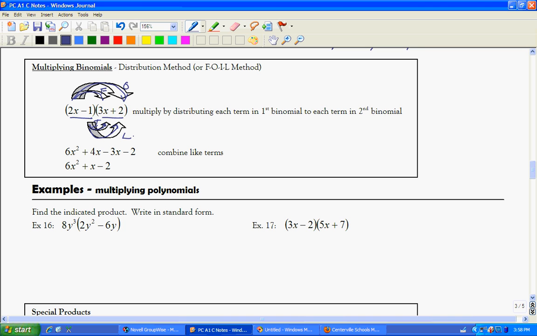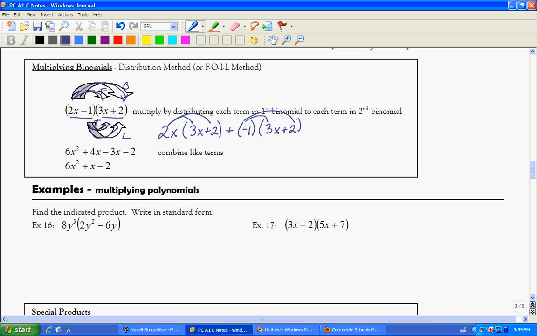Now if you think about this as a distribution, what you are doing is you are distributing 2x to the binomial 3x plus 2. And then you are distributing a -1 to that same binomial 3x plus 2. So you can think of this as a double distribution. And I write it this way because in the next section we're going to be factoring, and it's going to help us when we're factoring by grouping to see this as the reverse process of the distribution process, the expanding.